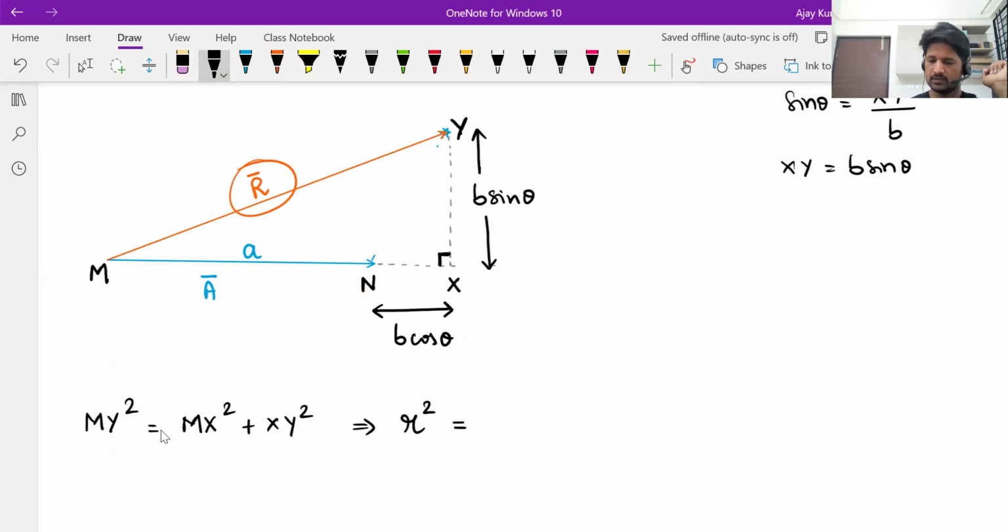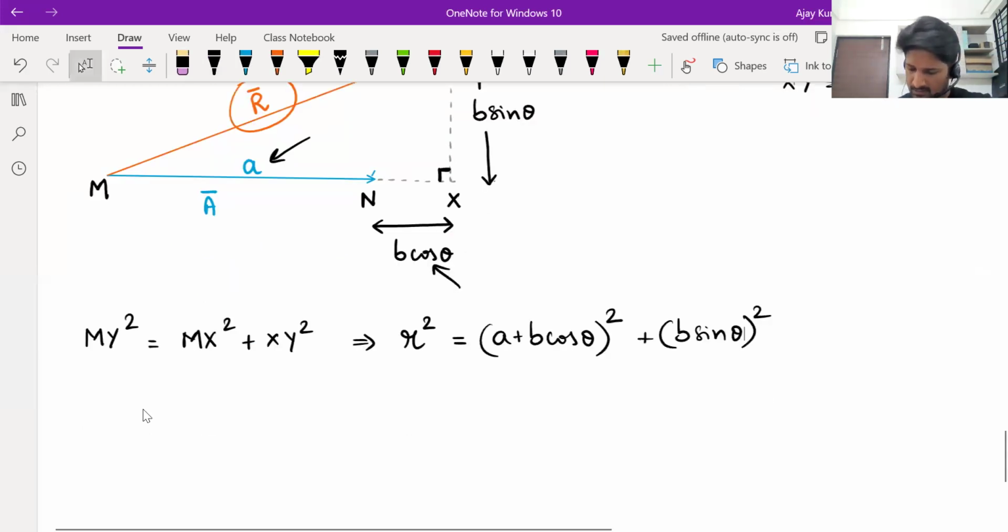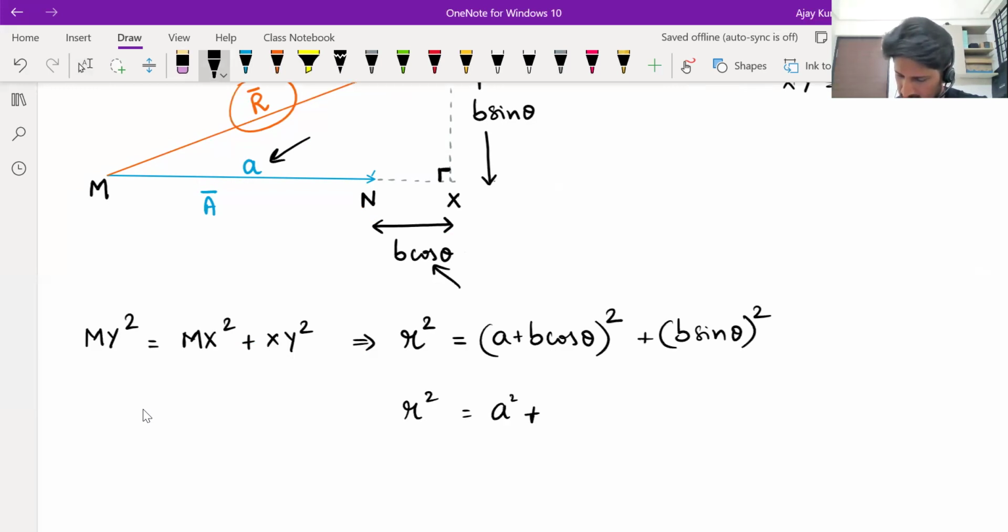MX. How much is the distance from M to X? How much is the distance from M to N? M to N is a, and b cos theta gets added to it. So it becomes (a plus b cos theta) whole square. That is MX square. And then XY square. XY is nothing but b sine theta. Square it. Simple. So R square becomes a square plus 2ab cos theta plus b square cos square theta.